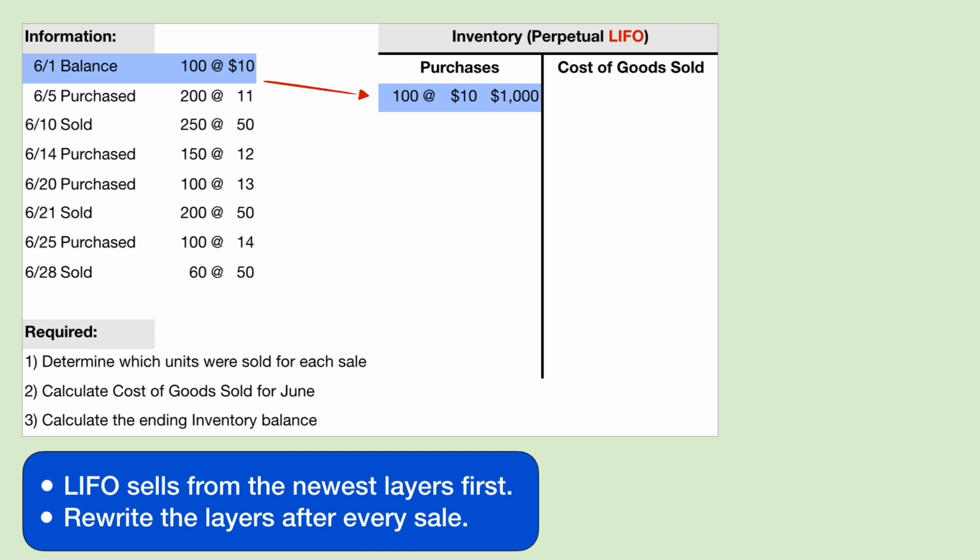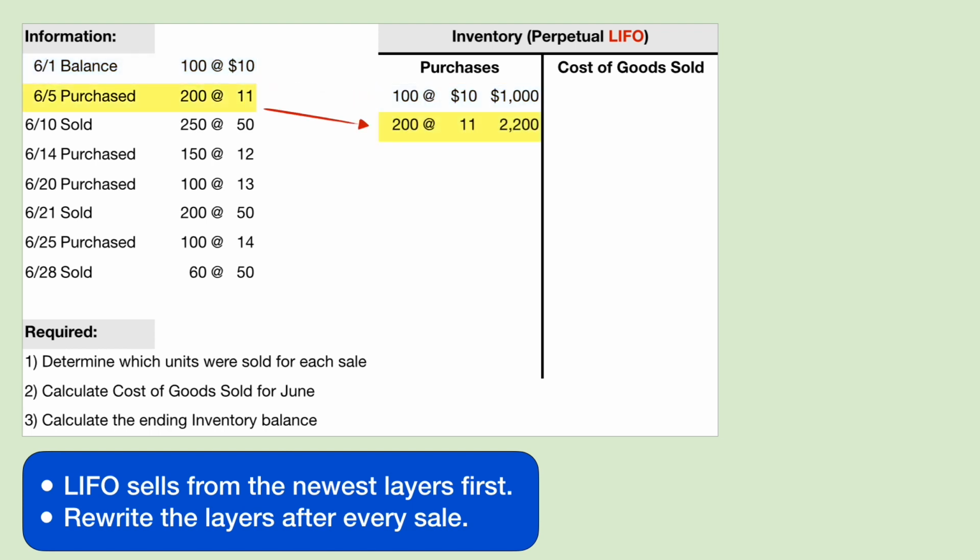Okay, let's start. Let's write down all the layers before the first sale. The first layer is our beginning balance. What happened next? We purchased more inventory at a different price. We purchased $200 at $11. So now we have two layers, meaning we have purchased inventory at two different prices.